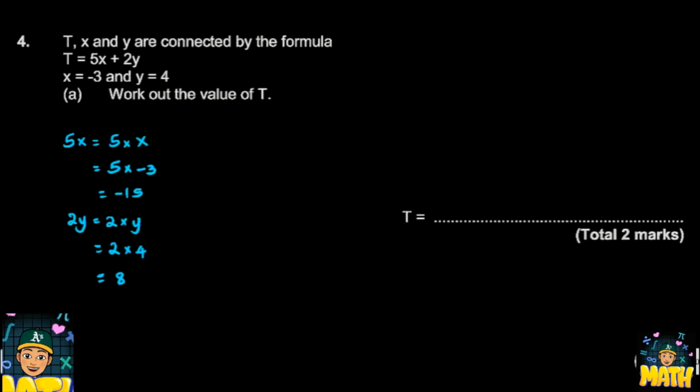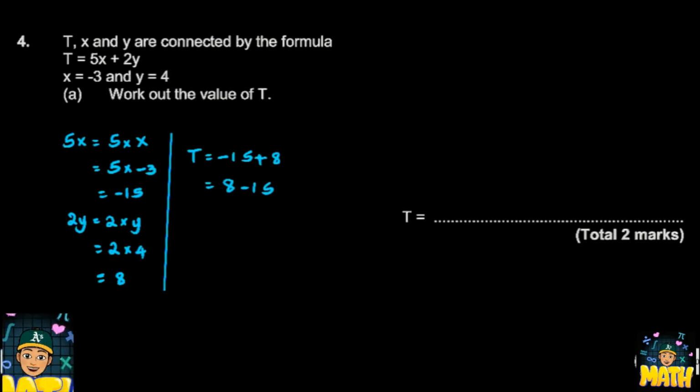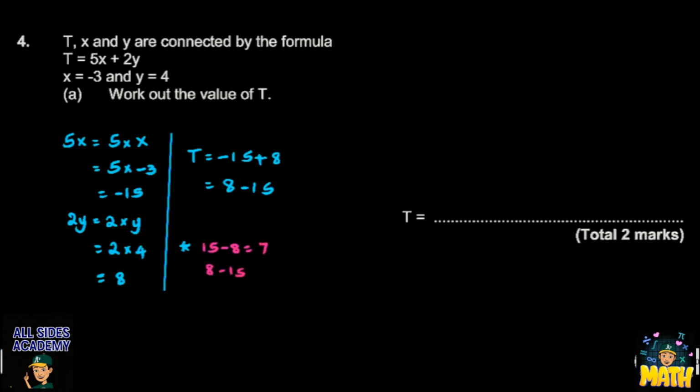So then I put the two expressions together so that t is given by negative 15 plus the 8. So that is the same as 8 minus 15. But remember, when we have a big number, that is 15 minus 8, our answer is positive. So if we have the small number 8, take away 15, our answer will be negative, so negative 7. So that becomes the answer.